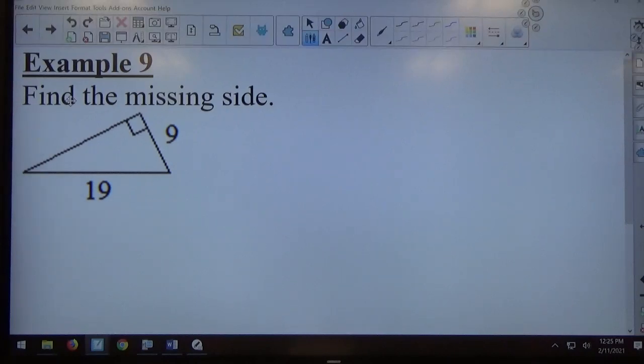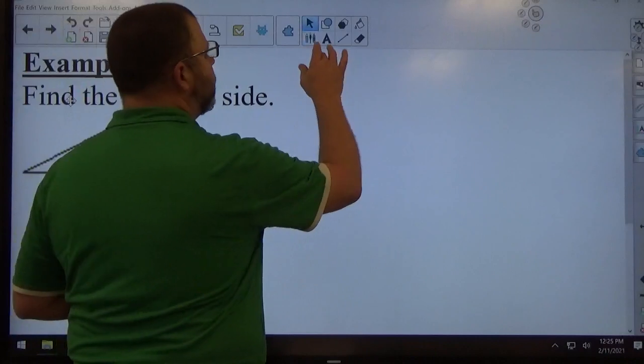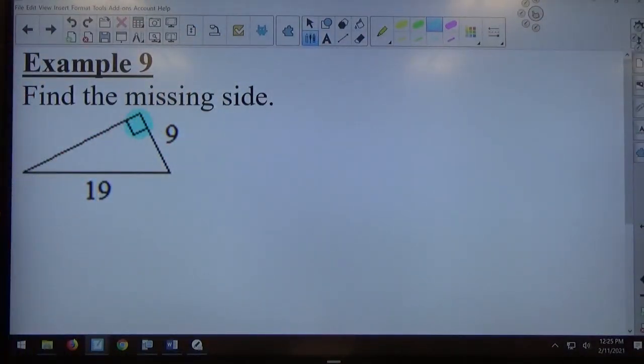All right, so example 9, find the missing side. And again, I notice first off that it's a right triangle. And as soon as I see a right triangle, my brain goes to the Pythagorean theorem. The requirement is 2 sides known to find the third side. So if I call the third side here x, I want to diagnose what sides each of these things are.